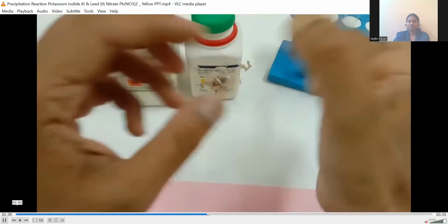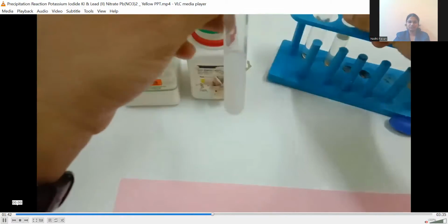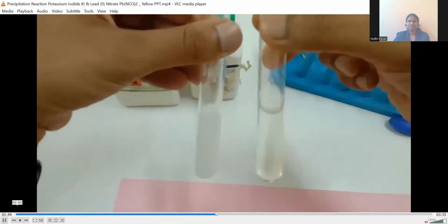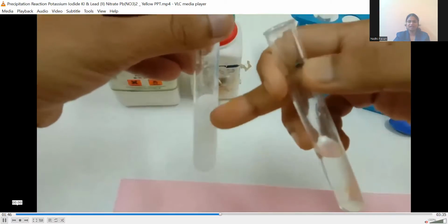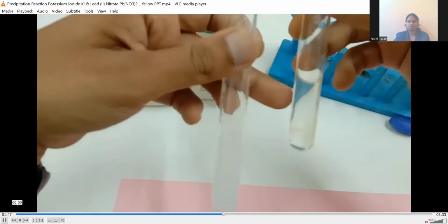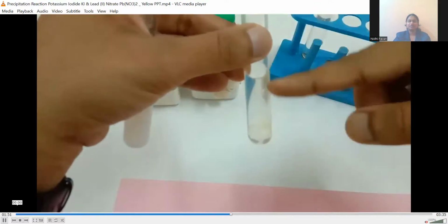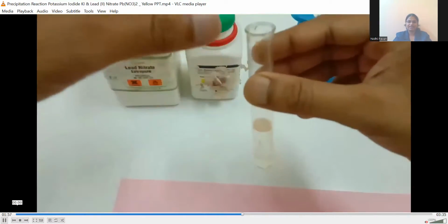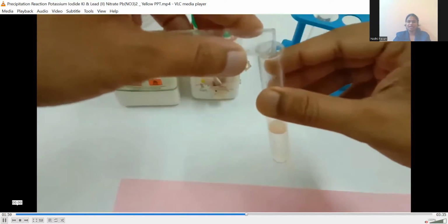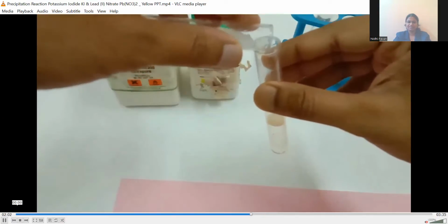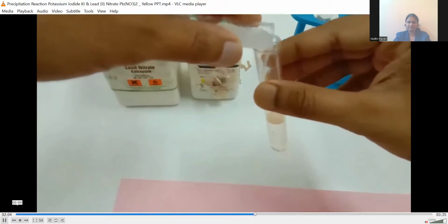Okay, so both the solutions are ready for the reaction. You can see one is whitish in color, the other is transparent. Lead nitrate is quite whitish in color, milky color, and the potassium iodide is a colorless solution. Okay, now they are adding lead nitrate to the potassium iodide solution. Let us see what reaction we will get.